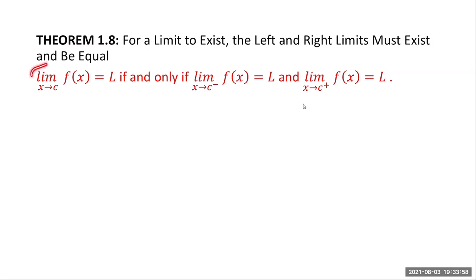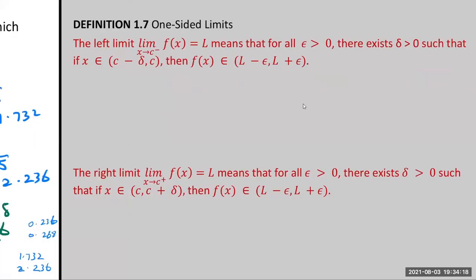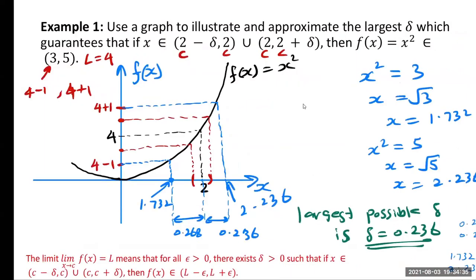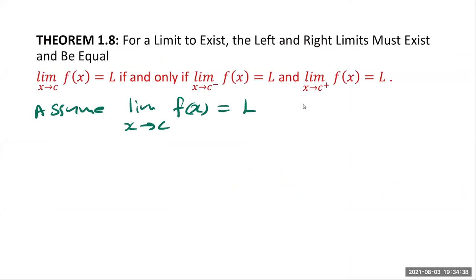Let's assume that this is true. And the other direction is left as an exercise. Assume that the limit as x approaches c of f of x is equal to L. What does that mean? We have the definition. Here is the definition. That means for all epsilon greater than 0, there exists delta greater than 0 such that if x is in this punctured neighborhood, your f of x should fall within L minus epsilon, L plus epsilon. Let's unwind it.